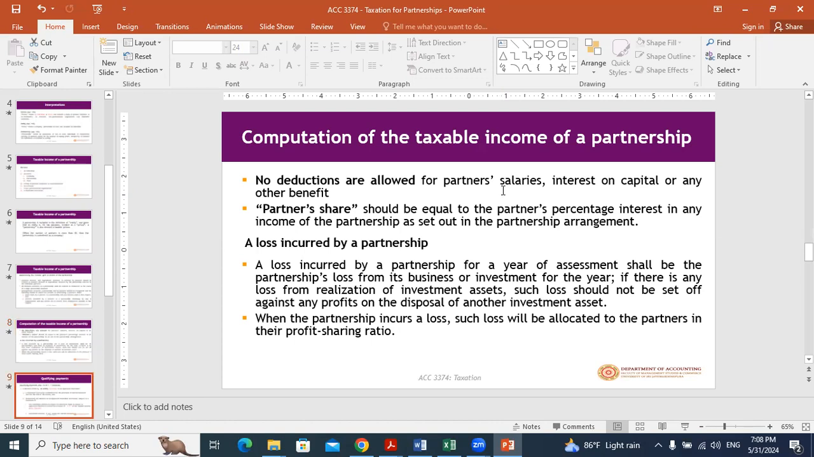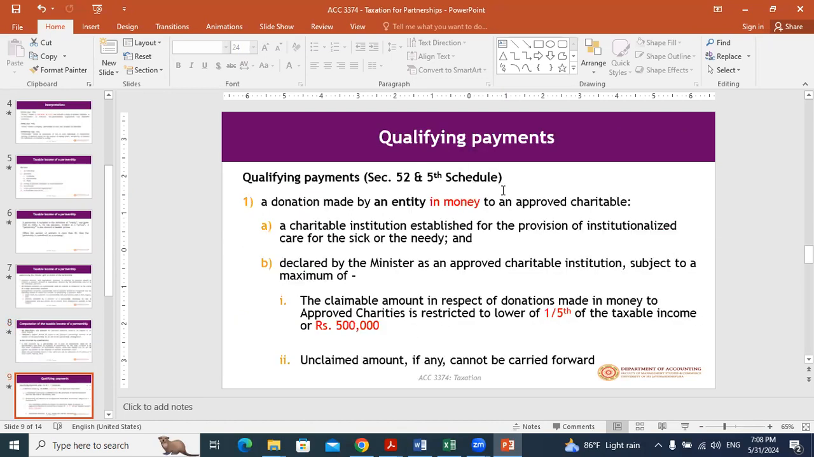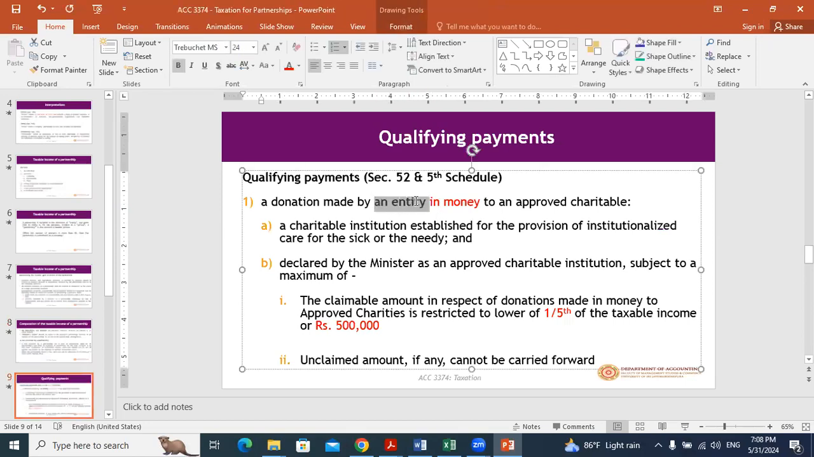So having said that, we'll go to the next one, qualifying payments. So I have been discussing this qualifying payment. This is applicable for partnerships. I'll just go through this. Donations made by an entity. This entity, a partnership, is also in money.